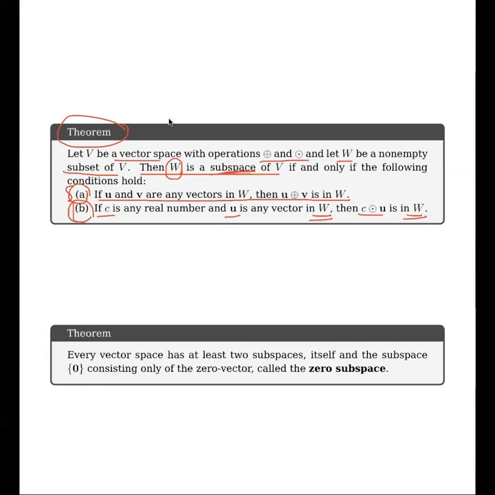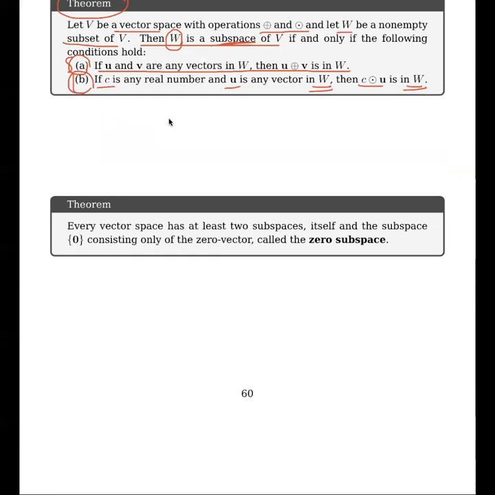Very useful theorem, very important theorem. So you should know this theorem. Now this is like a theorem and an example. Regardless of which vector space you are working in, that vector space has at least two subspaces. One is itself. Every vector space is a subspace of itself. So this is very trivial. And the next trivial subspace is the zero subspace. We know that every vector space has a zero vector, right?